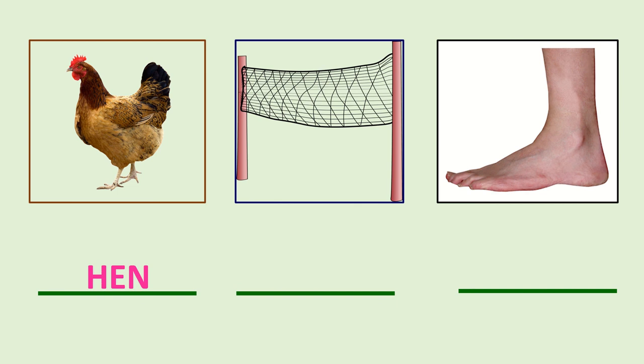What is the next picture? Next picture is net. N-E-T, net. What is the third picture? It is a leg. How do we spell leg? L-E-G, leg. Yes? So, hope you learned how to make words using a sound.